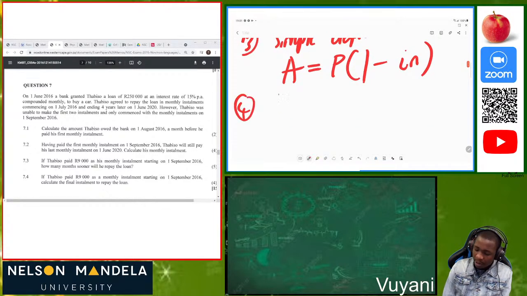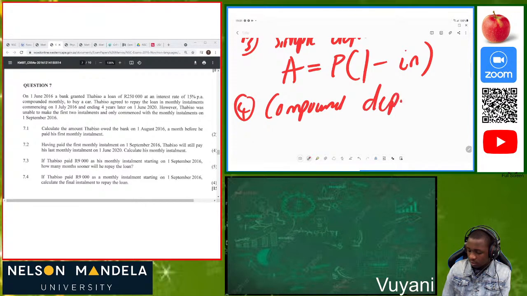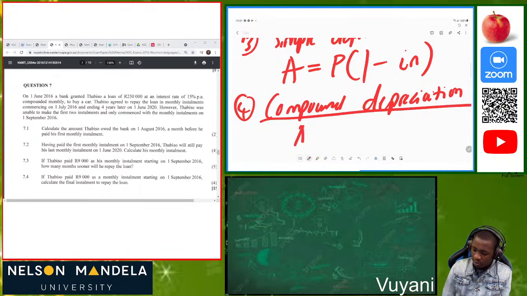Number 4, we have compound depreciation as well. We have compound depreciation. Compound, we always know that A is equal to P(1 minus i) to the power of n.